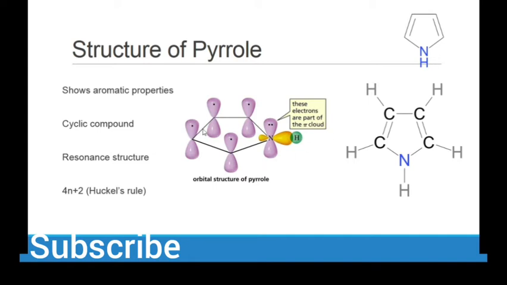So you will see in the orbital structure that 1 electron from each carbon and 2 electrons from nitrogen are part of the pi cloud. So these move around and make an electron cloud. So they take part in resonance. So we have a total of 1, 2, 3, 4, 5, 6 electrons.